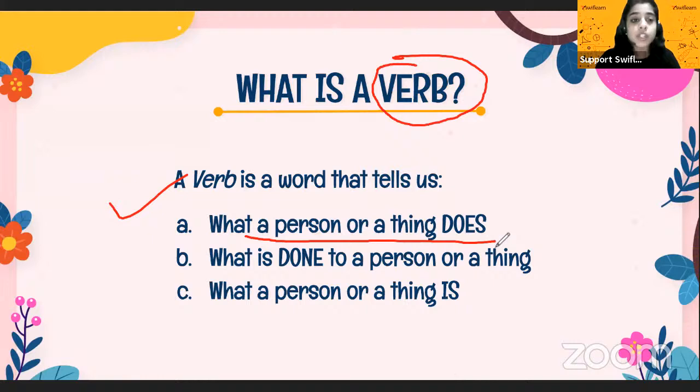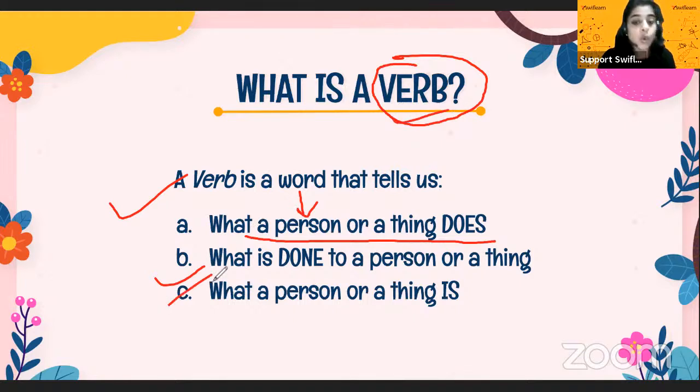Shania is going to the market. So here I have a noun in the sentence, that is Shania. Shania is the name of a girl. She is going to the market. So going is a verb here. Why? Because this word tells me what Shania is doing. And Shania is the person here. Now, second one. What is done to a person or a thing? For example, you have done something to me. For example, that you have clapped for me. So that clapped is also an action word, also called a verb.